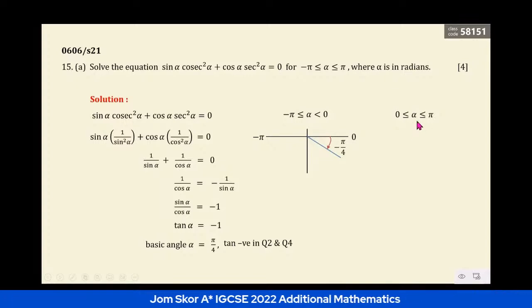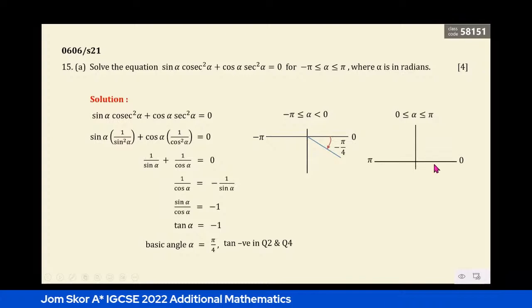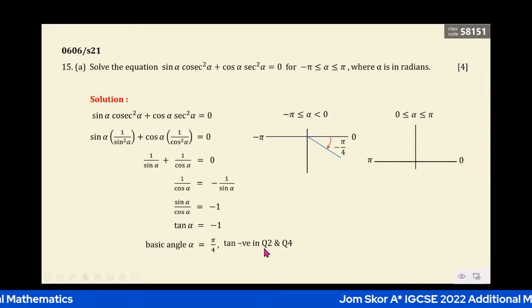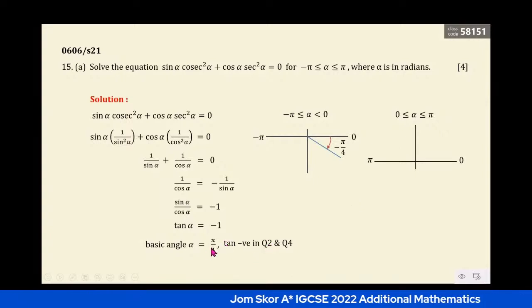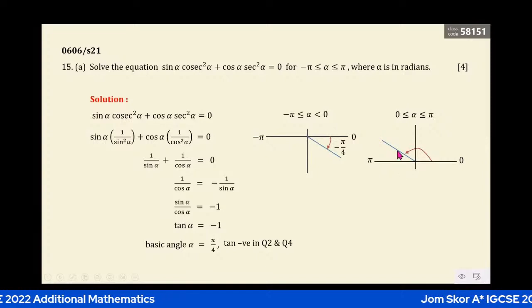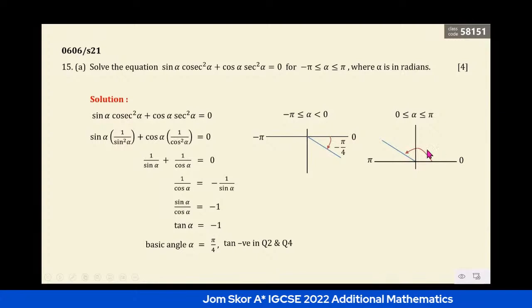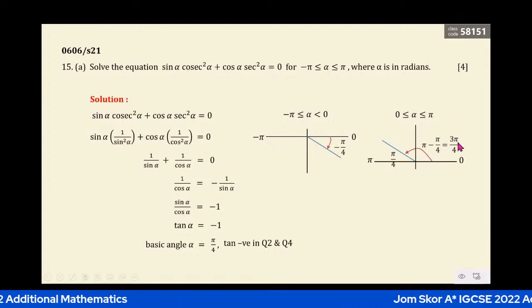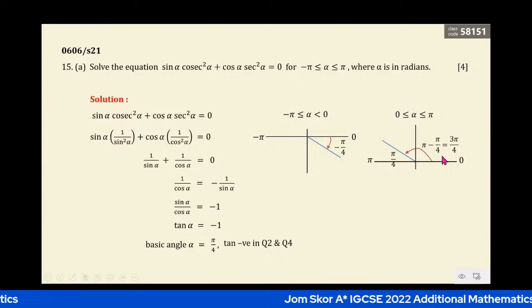So positive angle from 0 until pi, meaning that we deal with angles in quadrant 1 and quadrant 2. So we want to find the angle in quadrant 2. The basic angle in quadrant 2 is here. So here is the basic angle, it is near here. The angle that we want starts from 0 until this line. So what is the angle here? This angle is pi over 4, meaning that here is pi minus pi over 4. Therefore, we get 3 pi over 4.